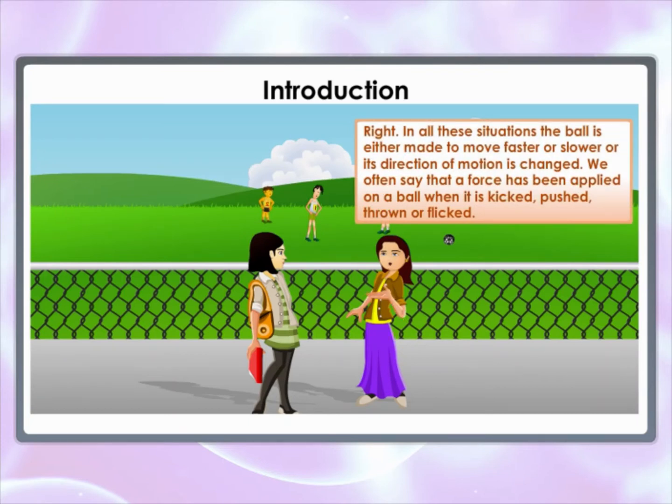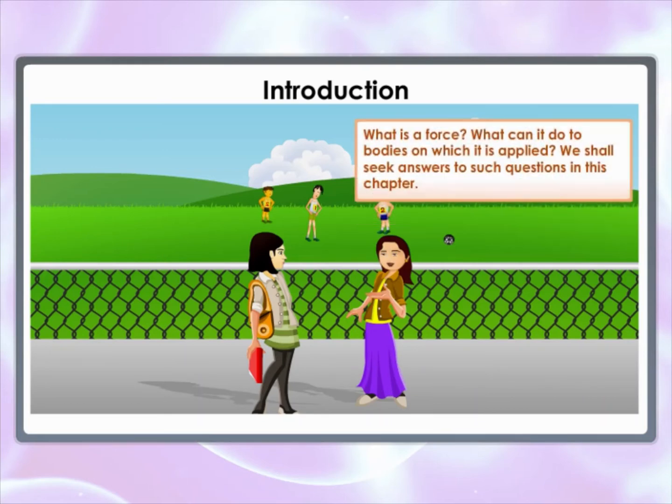Right. In all these situations, the ball is either made to move faster or slower, or its direction of motion is changed. We often say that a force has been applied on a ball when it is kicked, pushed, thrown, or flicked. What is a force? What can it do to bodies on which it is applied? We shall seek answers to such questions in this chapter.